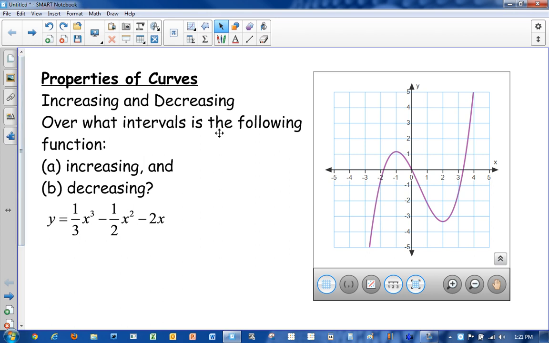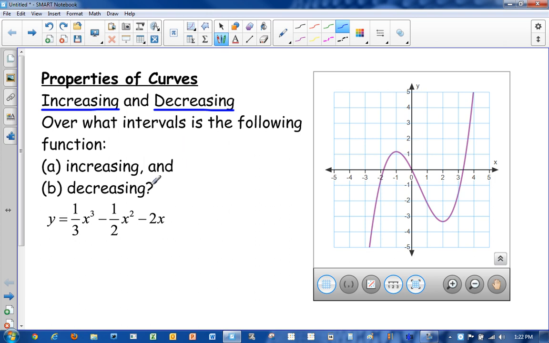One of the things you might want to know about a curve is where is that curve increasing? In other words, where is the function having slopes that are positive? So it's just kind of going up like that. And where is the curve decreasing? Like from here to here it would be decreasing. And then once I start over here, it's increasing again. So where does it do that? Where does it increase and where does it decrease?